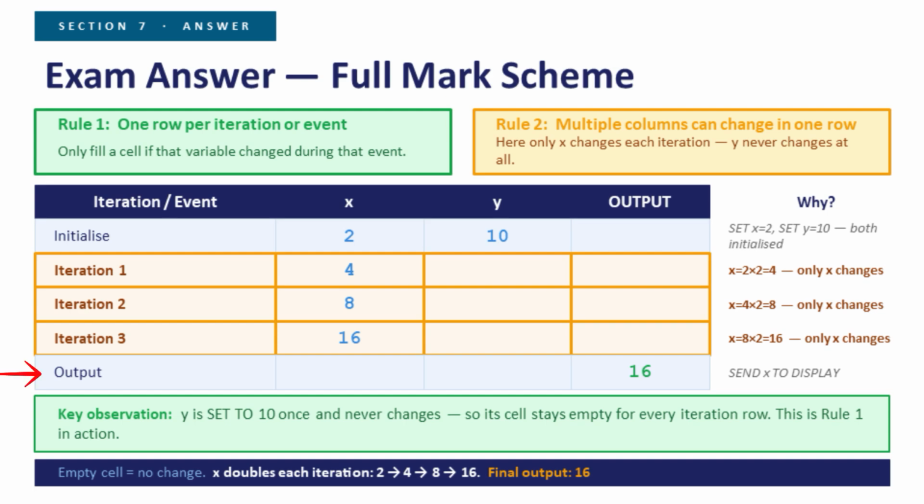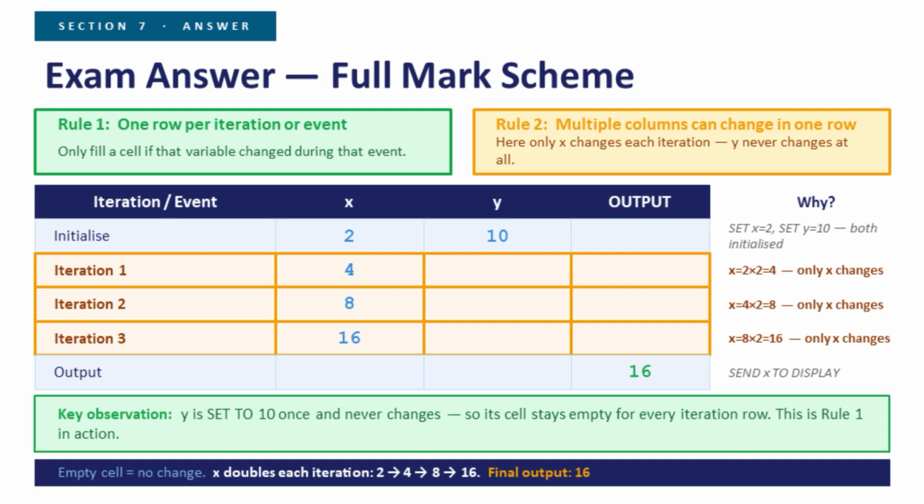Check, is 16 less than 10? No, false. Exit the loop. Output, 16. The loop runs 3 times. X doubles each iteration: 2, 4, 8, 16. When it reaches 16, the condition is false and the loop exits. The output is 16. How many marks would you score?